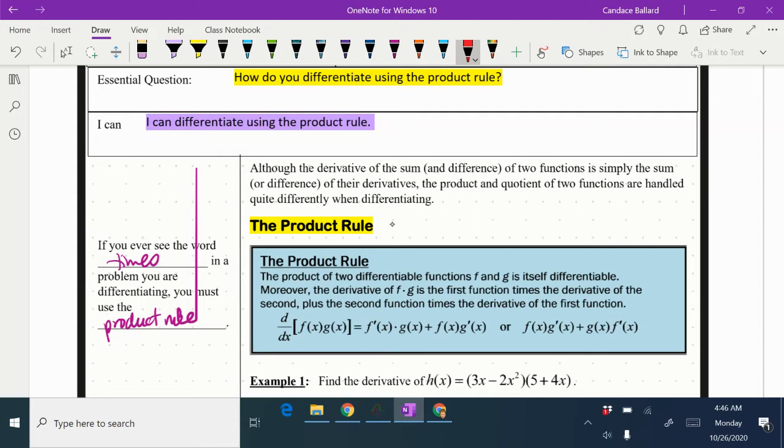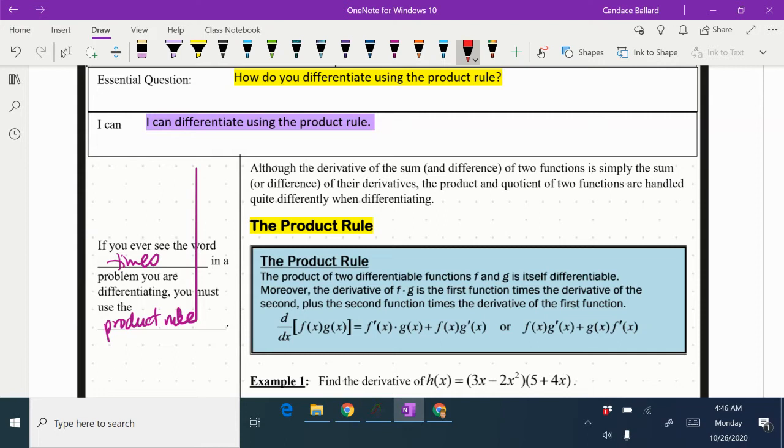Pens. The product rule: two differentiable functions f and g, their product is itself differentiable. Moreover, the derivative of f times g is the first function times the derivative of the second, plus the second function times the derivative of the first.